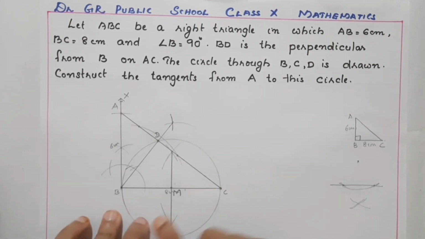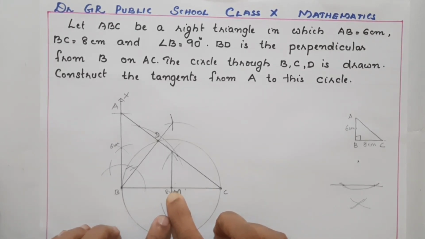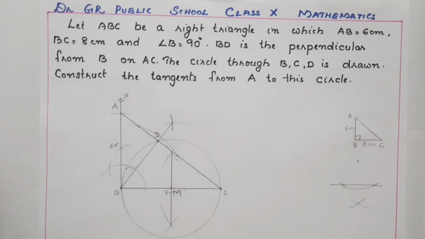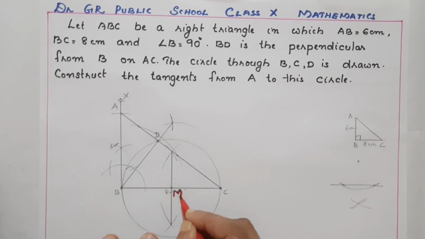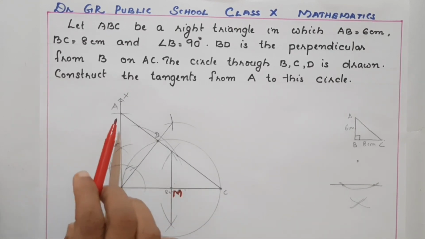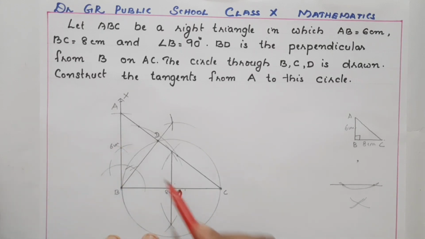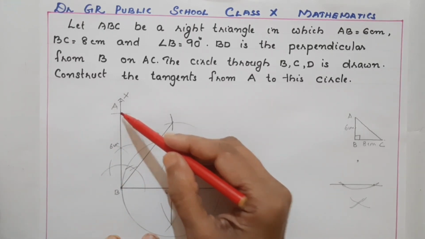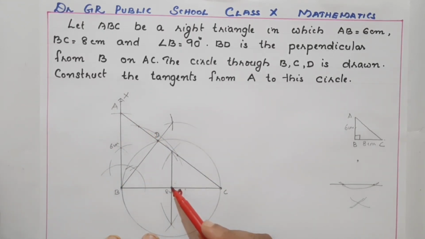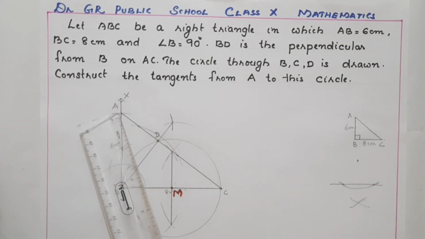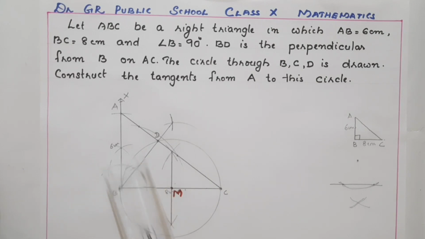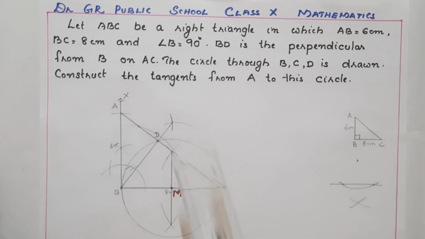Consider the center. This is the center of the circle. M is the center of the circle, and we need the tangent from A. So A is an exterior point and M is the center. How will you construct the tangent? We have to join this exterior point and this center to draw the tangent.